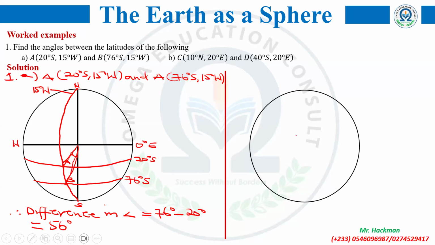So we are going to do the same for B. However, this time around I'm not going to draw. Indirectly, let's look at how we will deal with B just to save time. So for B, you extract what you are given.